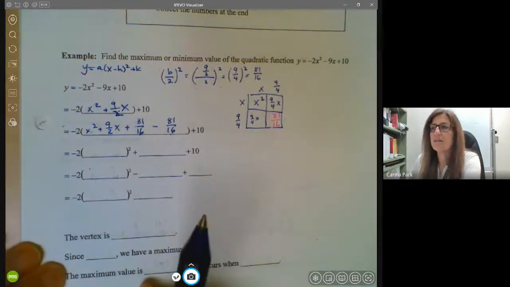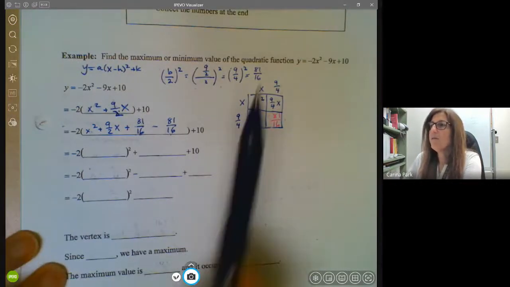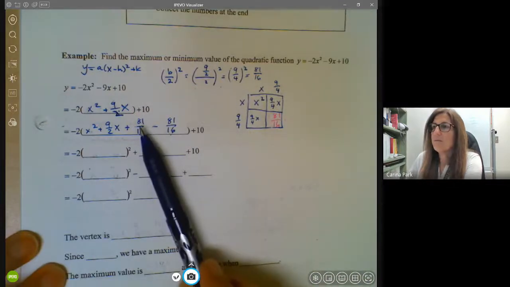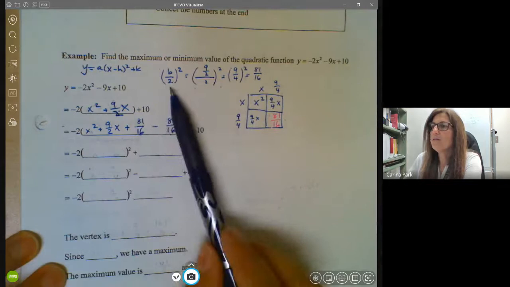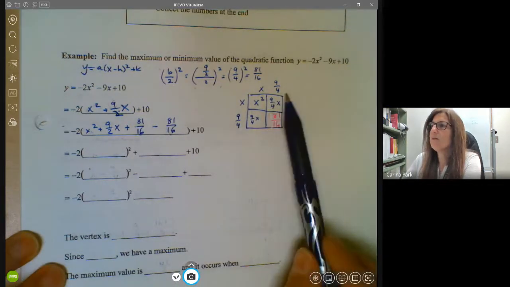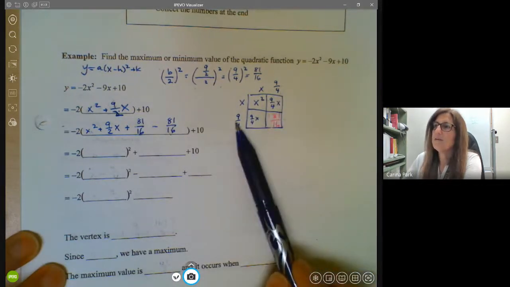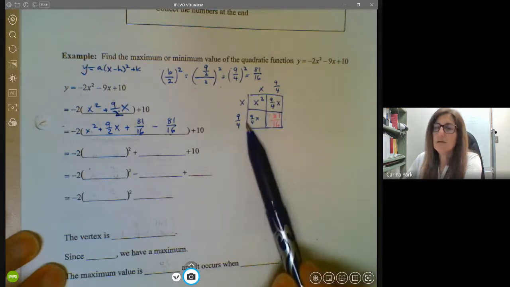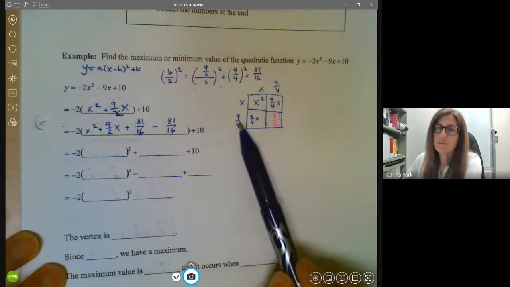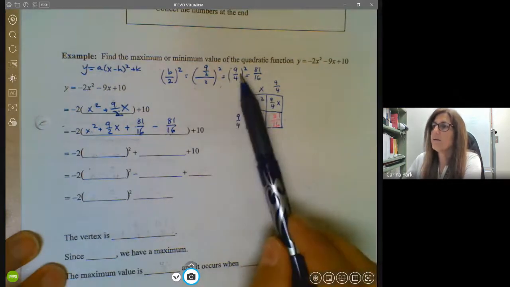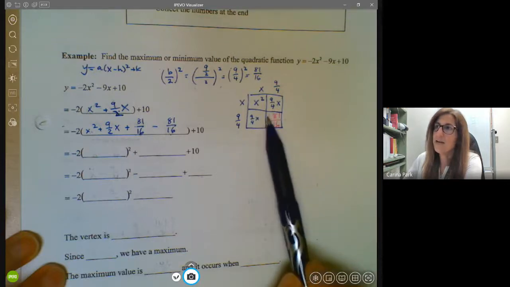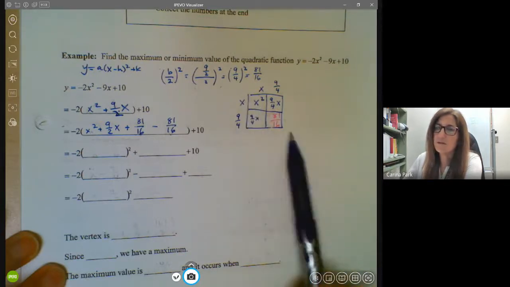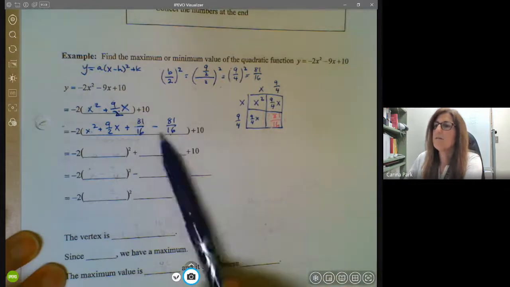81 over 16. So if you're wondering where the 81 over 16 came from that we added, it came from here. So why did we divide by 2? It's because we wanted these two numbers to add up to 9 over 2, and they also have to be the same. So that's why we took it and divided by 2. And why did we add that number squared? Because this is the part of the box that wasn't there that we have to add in order to make this a perfect square.